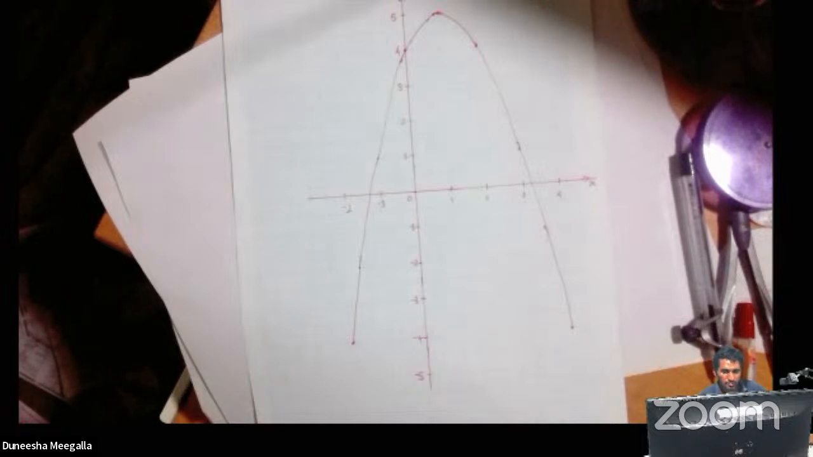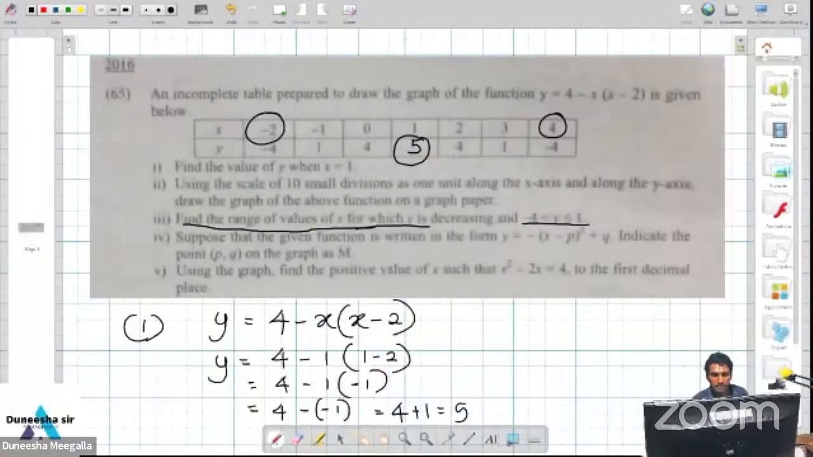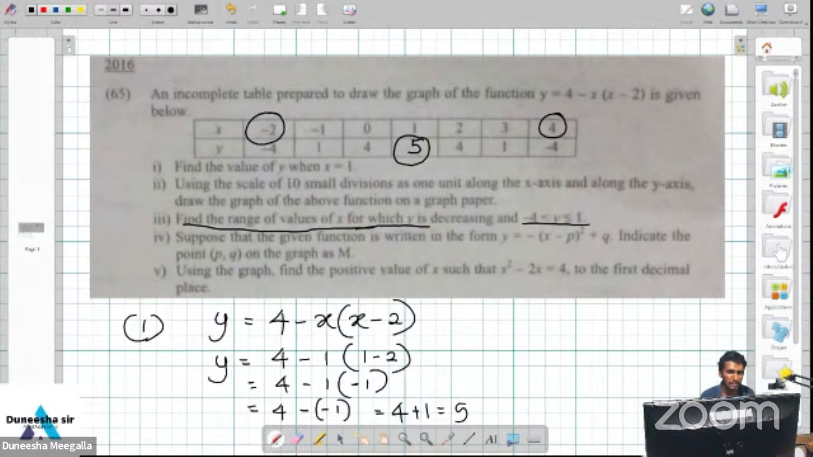Can you get the answer? Sorry, I am showing the question. Okay. What is the answer for the third one? Can you find the y-axis? Minus 4 and plus 1. Minus 4 and plus 1.